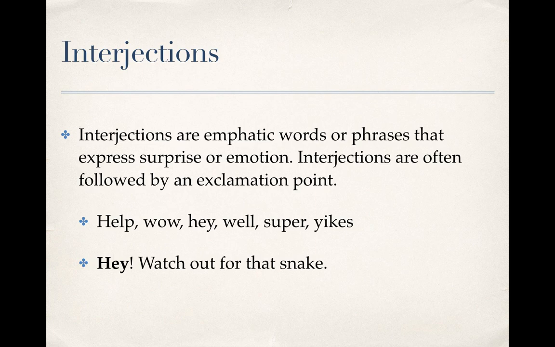Some examples, hey, watch out for that snake! Or, wow, what a beautiful rainbow! So interjections, they typically either stand alone or they come at the beginning of a sentence preceding an idea. That's not always the case, but that's probably the two most common ways that you will see interjections used in sentences. All right, so that's all I have for you guys on these three parts of speech. Hopefully that helps you understand them and be able to identify them a little bit more clearly.